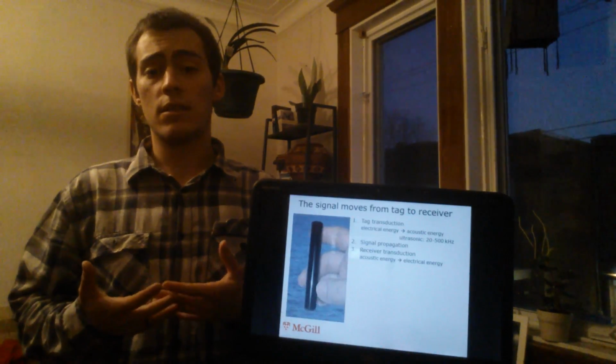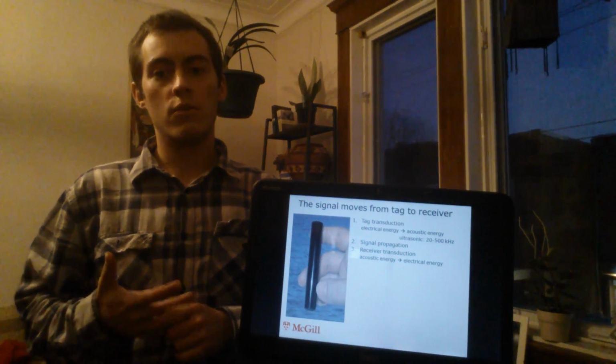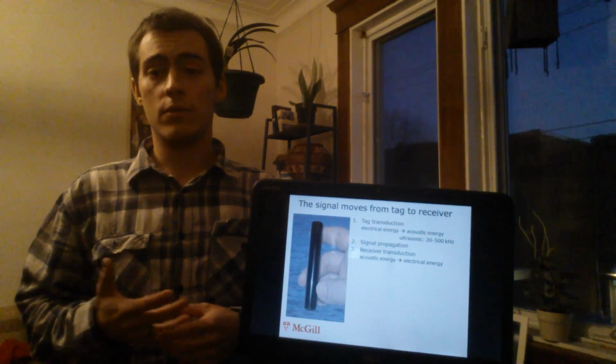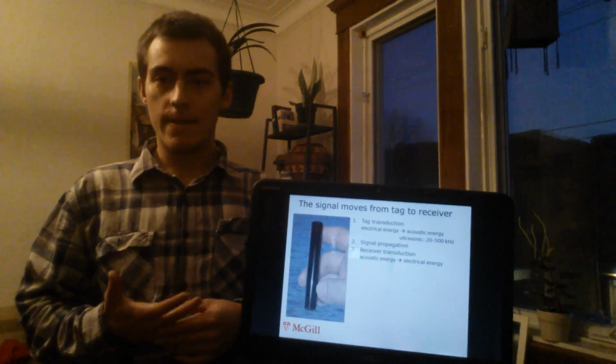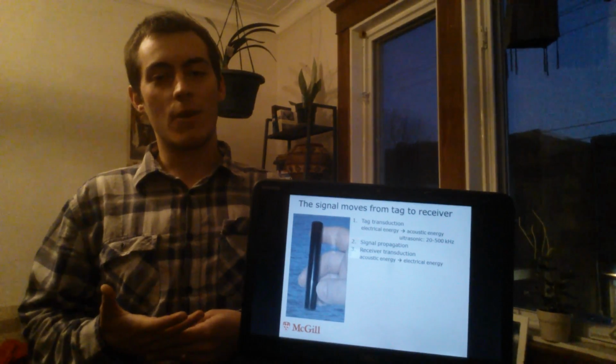Now, as the signal moves from the tag to the receiver, the reason it has to be an acoustic signal, and specifically an ultrasonic signal, so ultrasonic frequency between 20 to 500 kilohertz, is because anything else is going to get absorbed in the water, which is why radio waves don't work underwater that well.